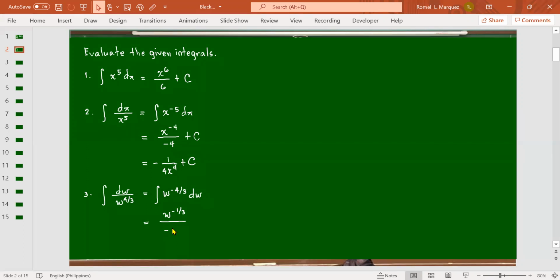Over negative 1/3, then plus c. Okay? So let's express this with positive exponent for the letter. This negative 1/3 in the denominator becomes negative 3. Then over, now this w to the negative 1/3 becomes w to the 1/3. Get it, guys? Can you follow, children?